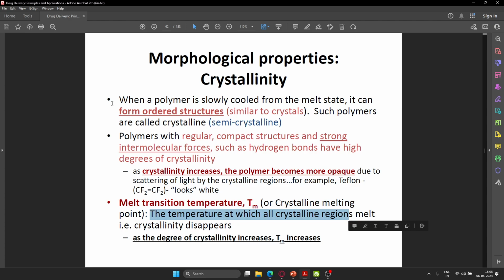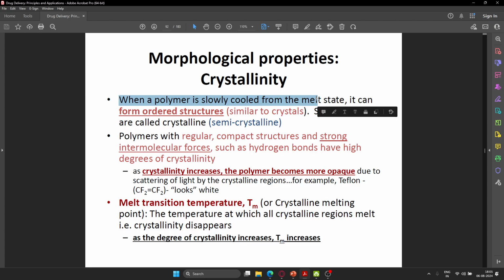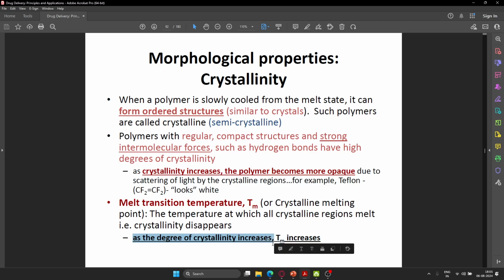So like I was mentioning, when you cool down the polymer from a heated state, it will form these nice ordered crystals. But as you keep heating these crystals, at some point this crystallinity will go away and they'll start melting again. So the point where the crystallinity goes away is called the melt transition temperature. And as the degree of crystallinity increases, obviously the Tm also increases because you'll require more and more heat to melt this polymer.